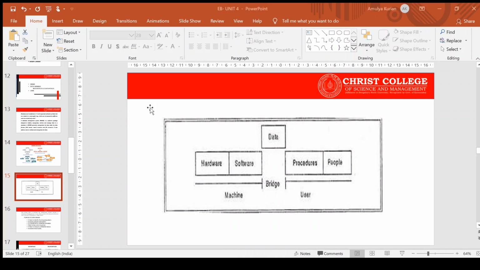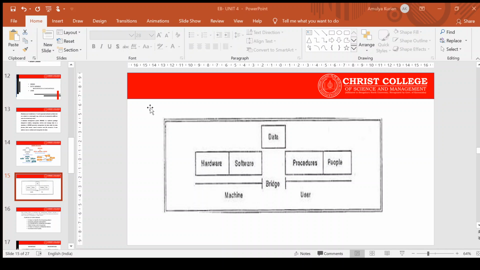Then there are users, that is the people who are using the database management system. There are different types of users: naive users, online users, application programmers, sophisticated users, as well as database administrators. Then procedures are nothing but the instructions and rules that govern the design and use of the database. So these are the 5 components of database.